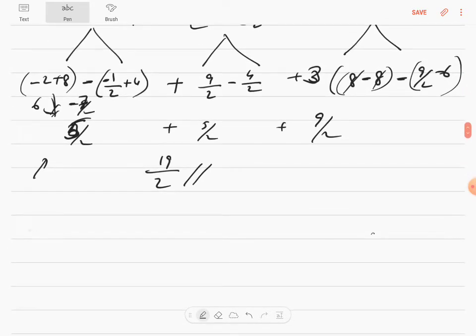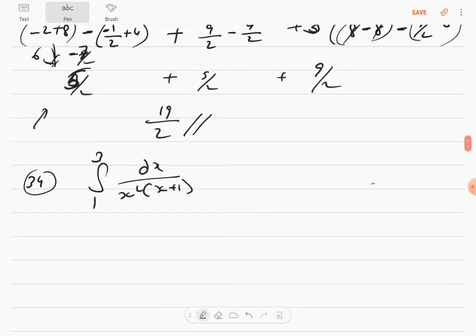So let's go to the 34th sum. It's the integration from 1 to 3 of dx by x square into x plus 1. When I see this, I know I'll take the highest power out. Will it work? No, I don't think so, because it's x square. When I take it out, it will become x cube, and this will be 1 plus 1 by x only. So there's no t dt. So I can't do it that way.